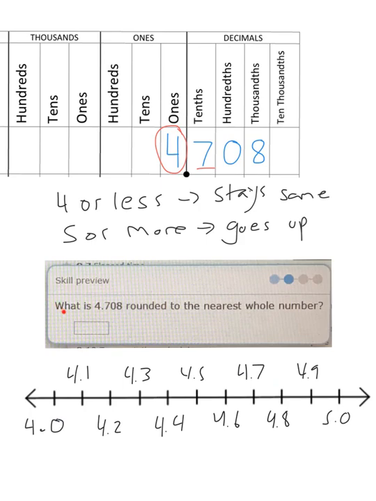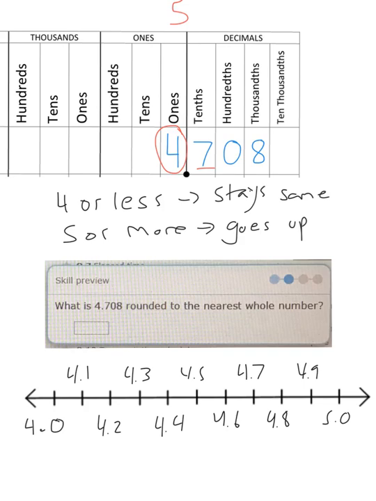In this example, it's asking us, what is 4 and 708 thousandths rounded to the nearest whole number? So again, I've written it in our place value chart, circled the whole number because that's what I want to round to, underlined the one to the right, which is the tenths, and because 7 again is bigger than 5 or more, we're going to round up to 5. So our answer is simply going to be whole number 5.